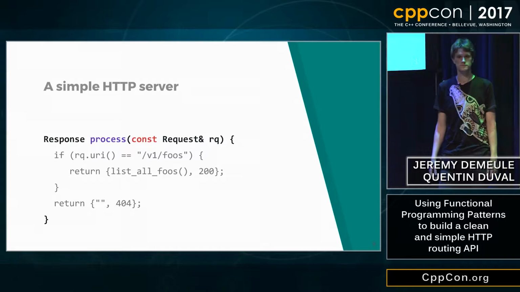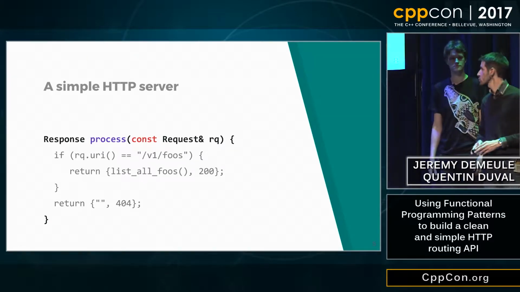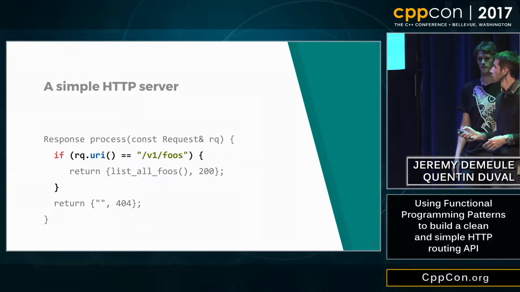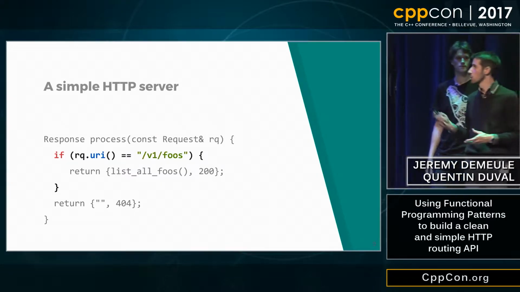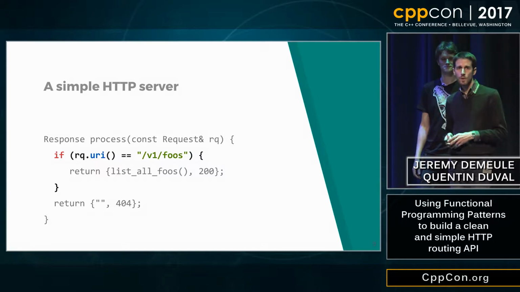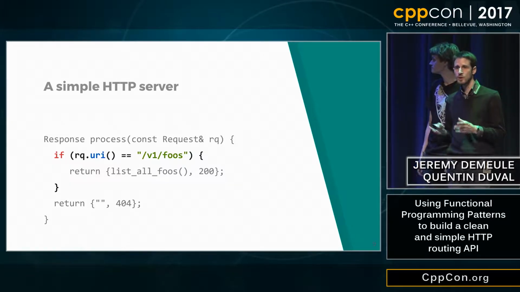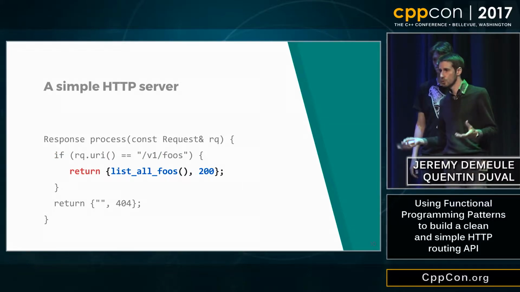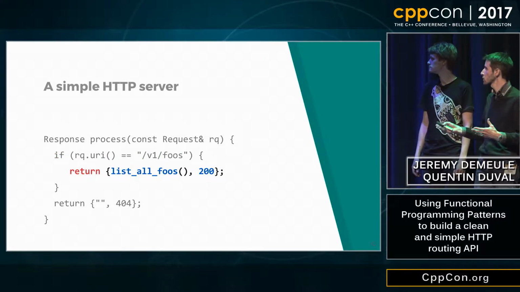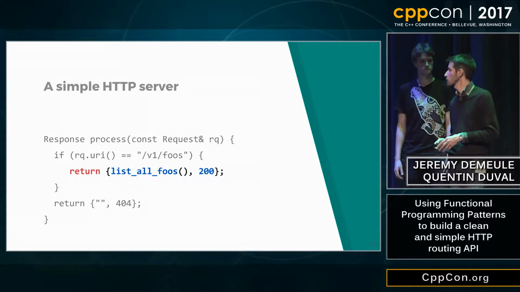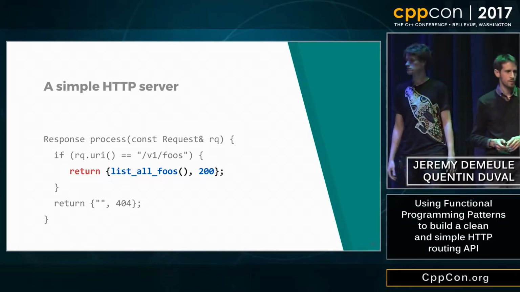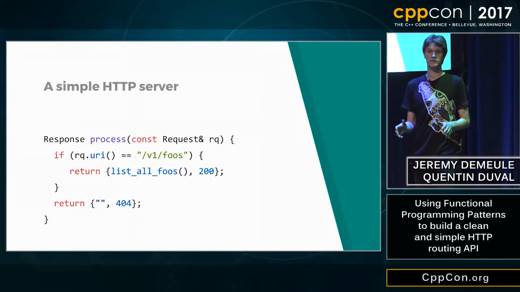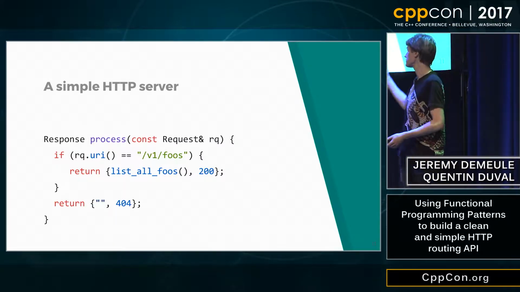For this simple purpose, we can start with a simple function process, which takes a request and returns a response. Inside the function, we look at the URI inside the request, and we match exactly what we expect. Then we can just return the response by calling the right code with the correct status. So, this is the resulting code. For just a simple request like this, well, it's readable.